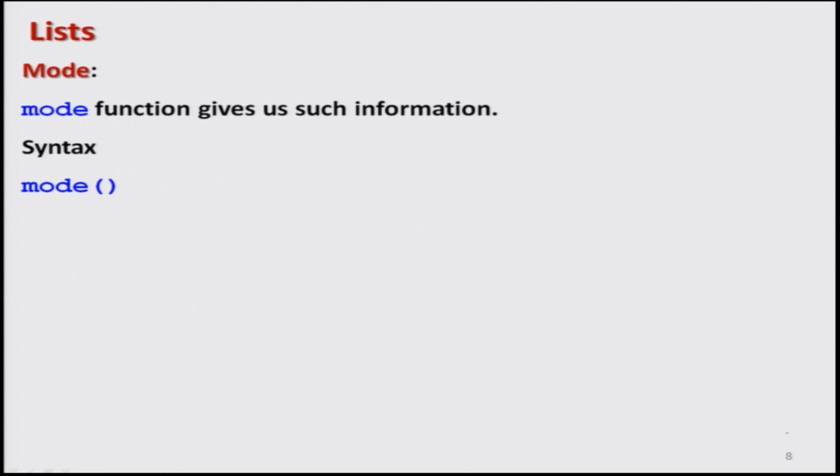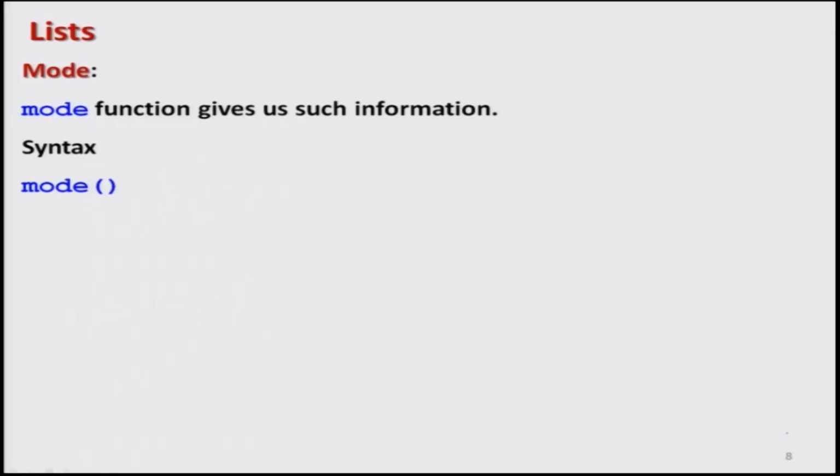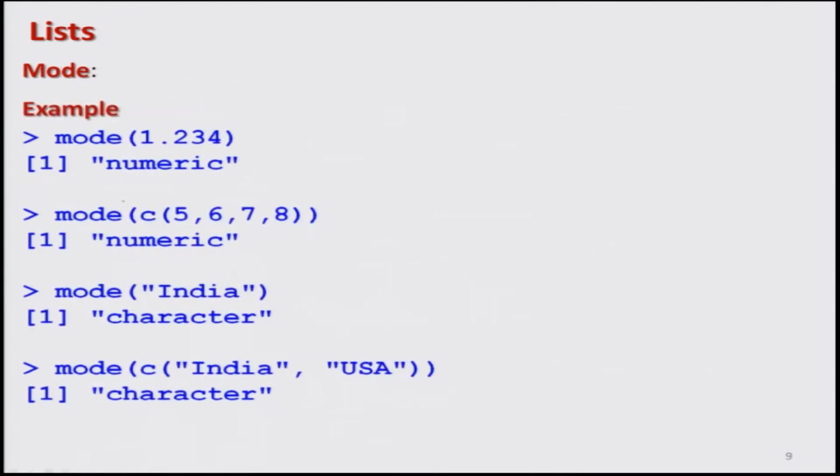Okay. Now, we come to the aspect of how to find out the mode. We also discussed it earlier, but here I will repeat it with some more examples on other types of mode. The mode function gives us the information about the mode, and the syntax is simply mode, and inside the brackets you specify the value of which you need to find the mode. So, let me take some examples and try to see here.